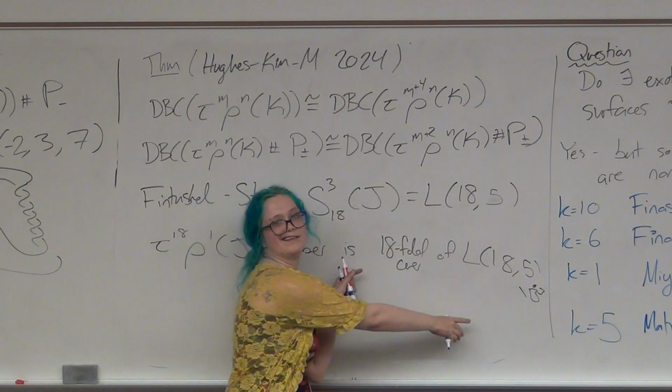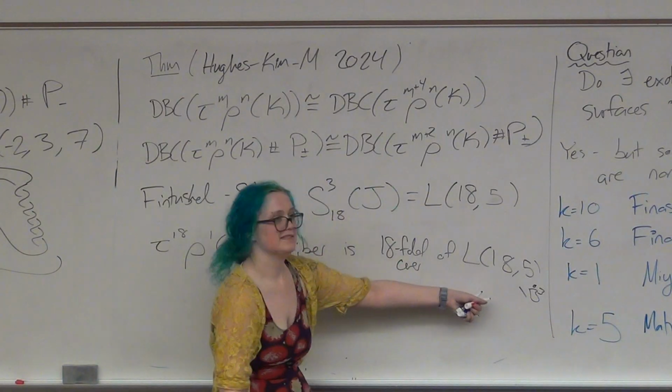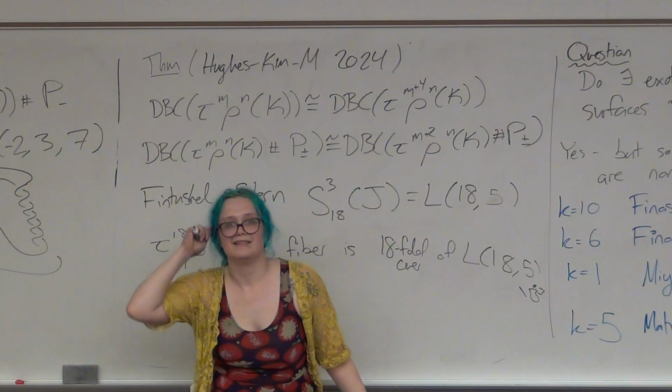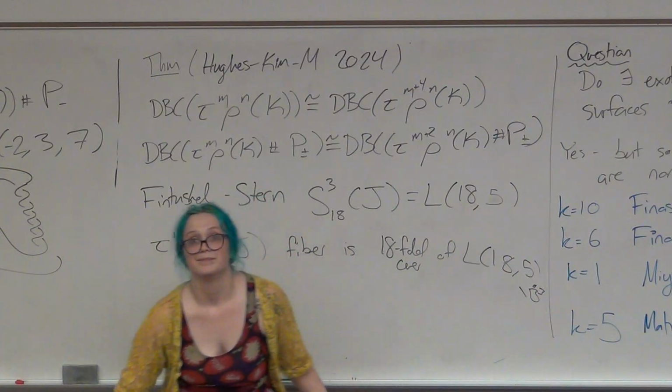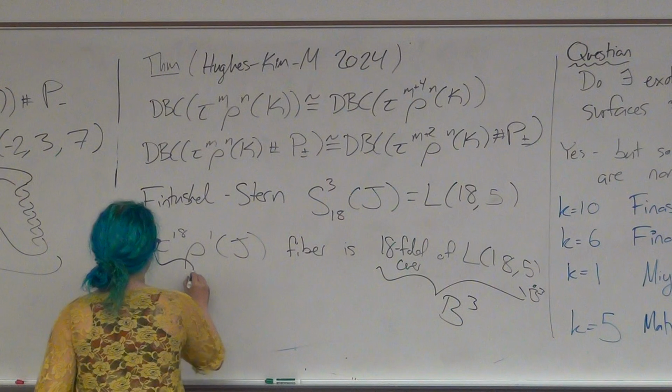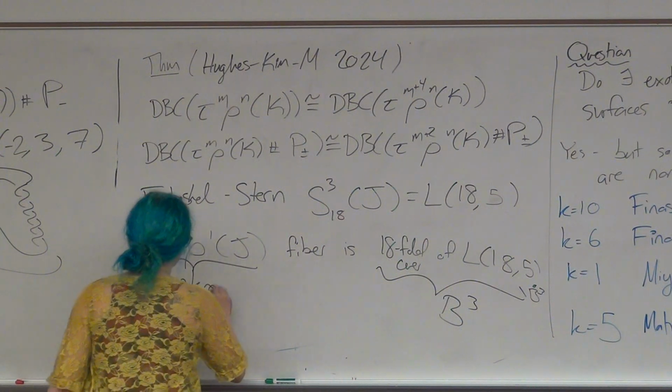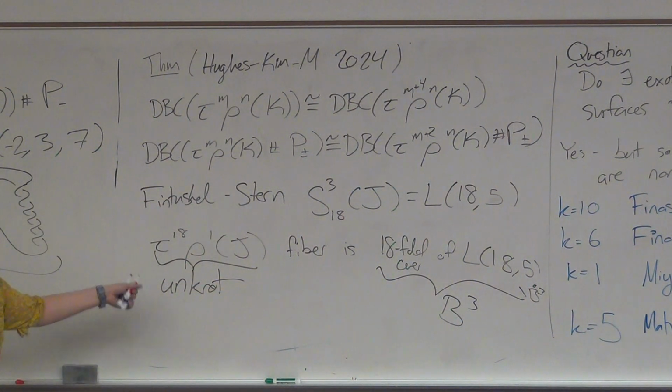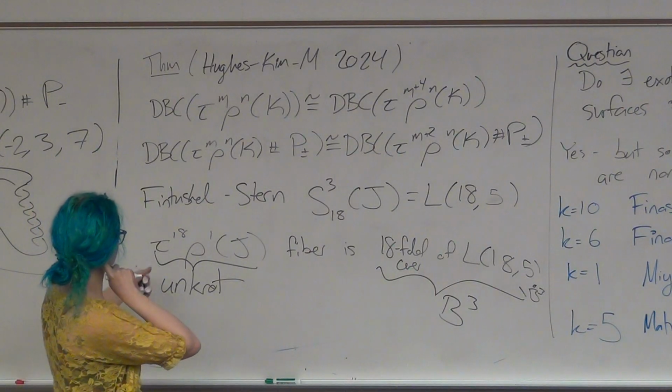Okay, so what's that? It's an 18-fold lens space, so the fundamental group is Z mod 18, and I took an 18-fold cover, so I got S3. Great. And it's punctured, so it's B3. So this is the unknot. And that's also dumb. But yeah, so this is the unknot.